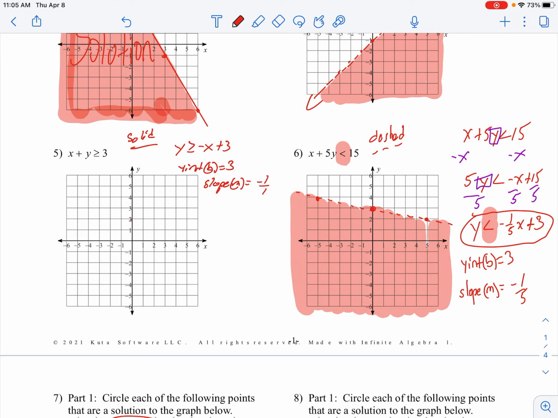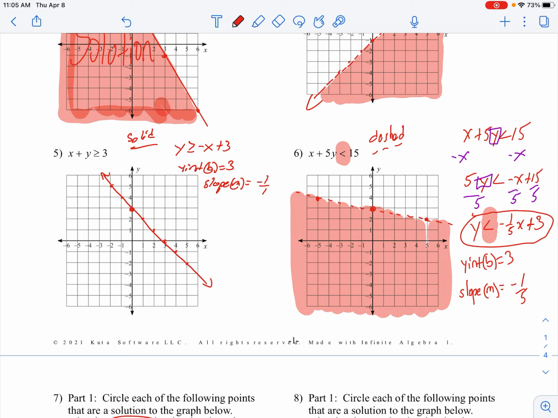Go up to 3 to start it off. That's a 2. And then play the slope game. It would be down 1 because it's -1. Down 1, right 1, down 1, right 1, and so on. Or up 1, left 1, up 1, left 1. Take your ID. It is going to be a solid line.